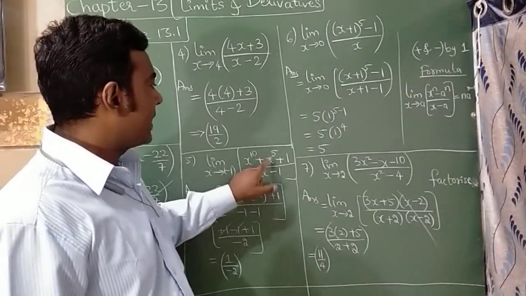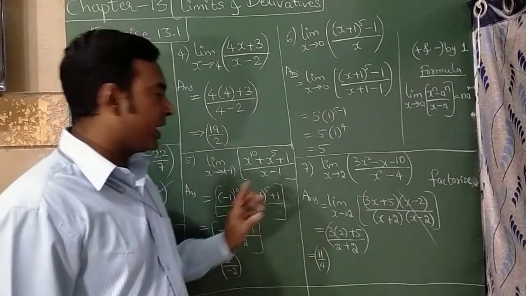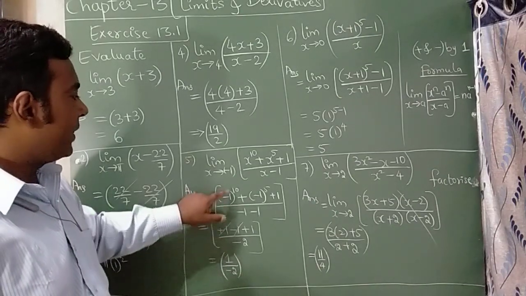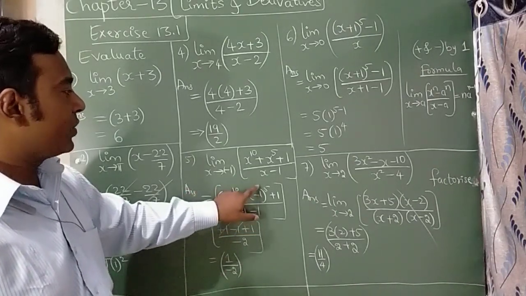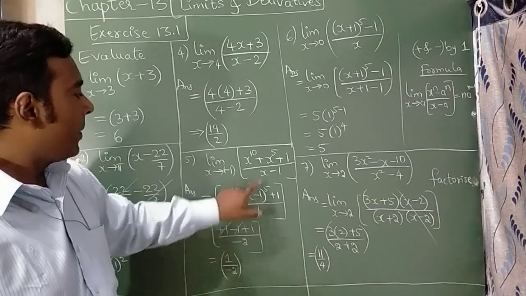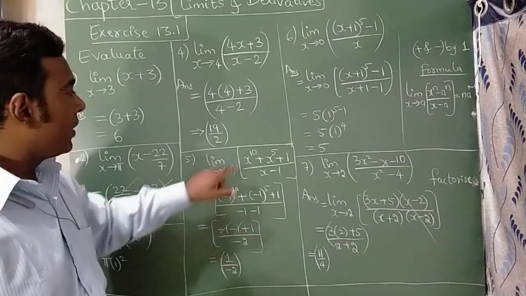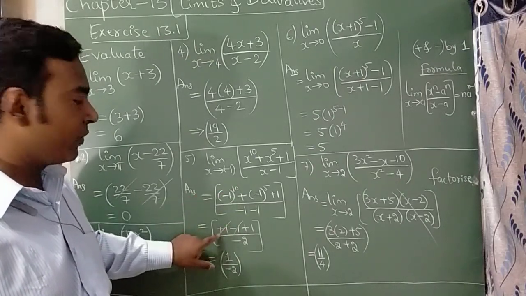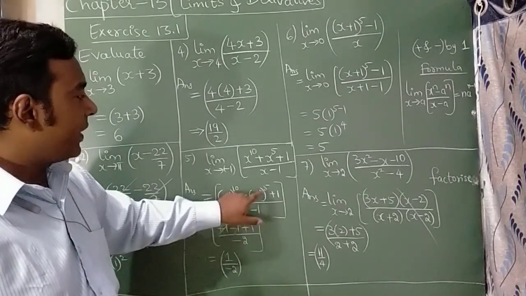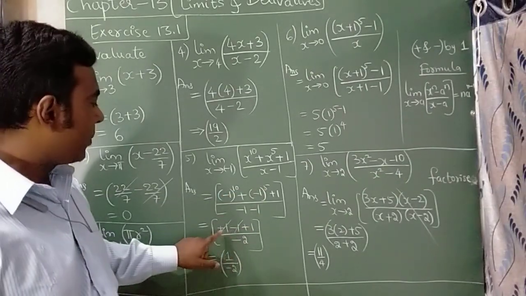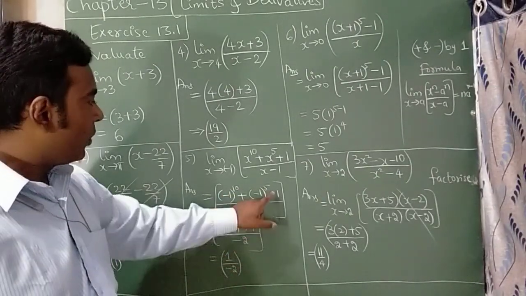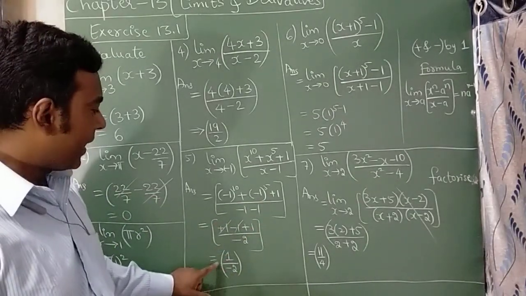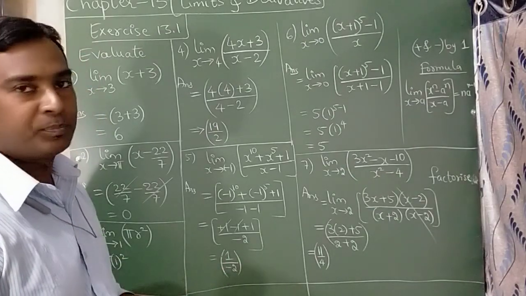Fifth question. Limit x tends to minus 1, x raised to 10 plus x raised to 5 plus 1 divided by x minus 1. Where there is an x, substitute minus 1. So minus 1 raised to 10 plus minus 1 raised to 5 plus 1, divided by minus 1 minus 1. This is an even number, so minus 1 raised to an even number is always a positive number. Minus 1 raised to an odd number is a negative number. So plus 1 minus 1 get cancelled. What is remaining? Only 1. Minus 1 minus 1 will become minus 2. So the final answer is 1 divided by minus 2.